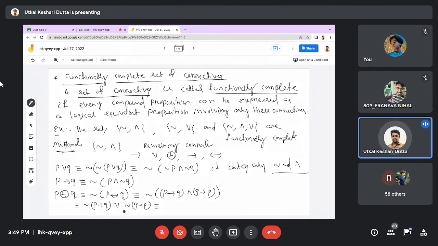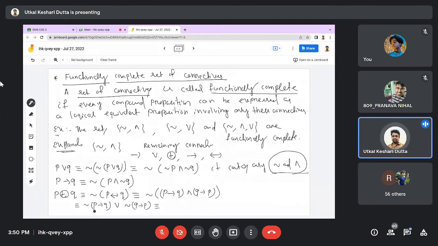See, now negation is there, also conditional is there. You have to convert all the logical operators into the form of only negation and conjunction. Then only you can say that it is functionally complete. Then convert it.